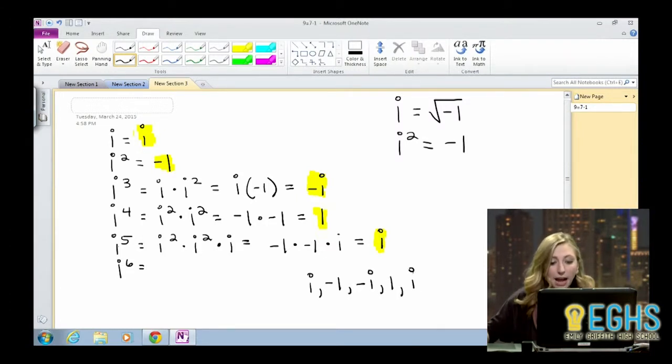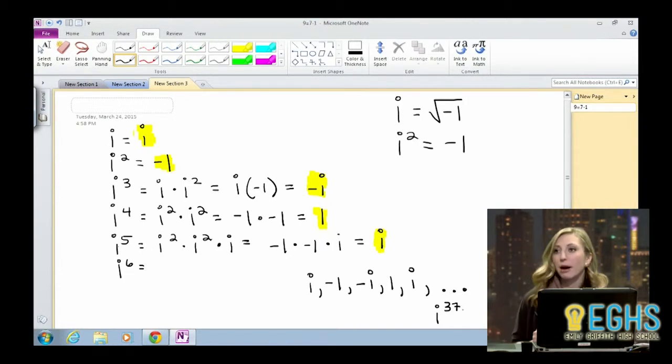Good. And what happens from there is that this pattern continues. And so the idea is that, based on the pattern, you can find what i to any power is going to equal. So if I said something like i to the 37th power, well, you're just going to find the 37th figure in the sequence. And if you just follow your pattern, you can find that. And so that's the idea of doing powers of i. But does that answer your question? Yeah, it does. Thank you.